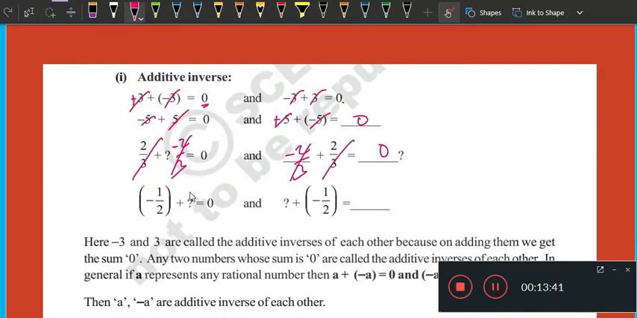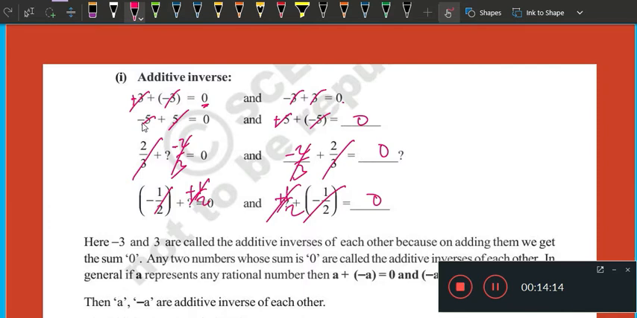Here minus 1 by 2 plus 1 by 2 is 0. Cancel it, 0. Next, minus 1 by 2: here it should be plus 1 by 2. Plus 1 by 2 and minus 1 by 2 cancel. Then we get 0. So here plus 3 is the additive inverse of minus 3, and minus 3 is the additive inverse of plus 3.